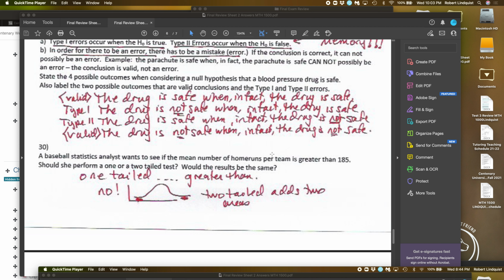Okay. Number 30, a baseball statistics analyst, or statistician if you want, wants to see if the mean number of home runs per team is greater than 185. Should she perform a one- or two-tailed test? Definitely want to do a one-tailed test because it's only greater than. When you do a two-tailed test, you're testing both ends of the normal curve. You're only looking at the greater end here. So it's a one-tailed test. And the results wouldn't be the same because you would have the answer from two tails, which is clearly going to be greater than the answer from one tail.